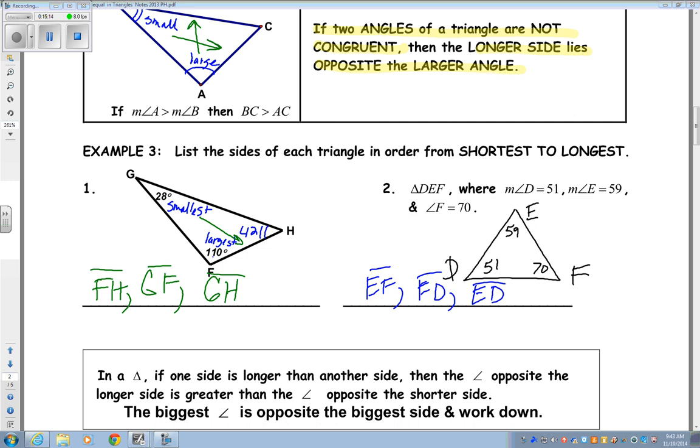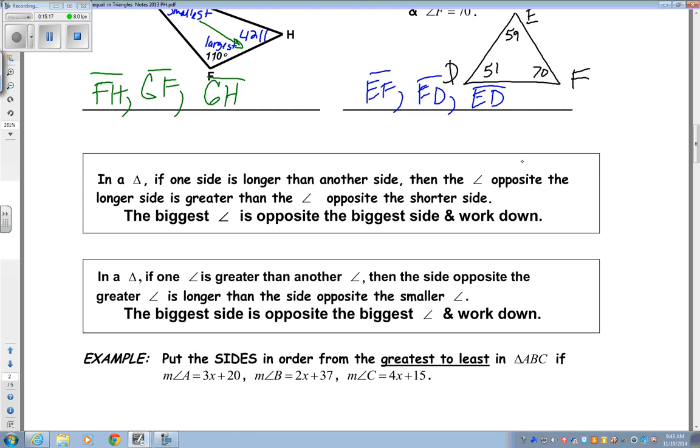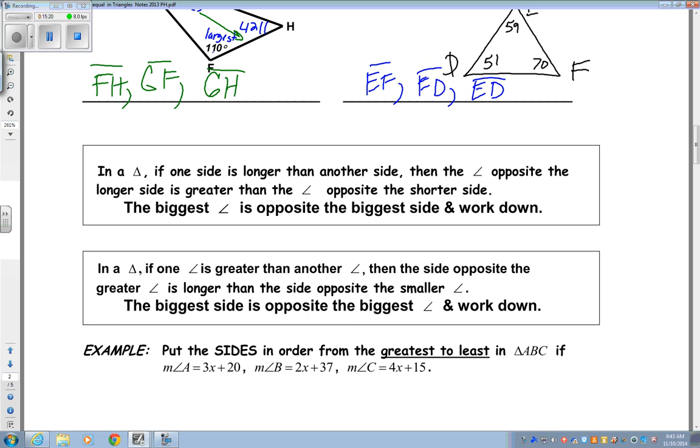All right. So with that being said, this is just putting it all together. In a triangle, if one side is longer than the other side, then the opposite angle of the longer side is also greater than the opposite angle of the shorter side. So they just go together. Remember this part. The biggest angle is always opposite the biggest side, and you can work down from there. It's the same thing if I start with the side. The biggest side is always opposite the biggest angle, and you can work down from there. That'll always be a relationship.